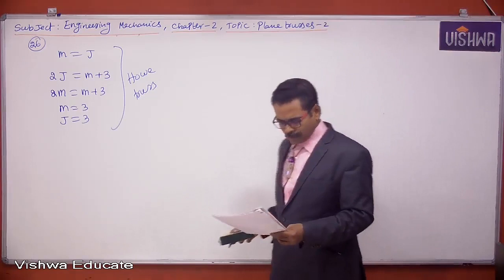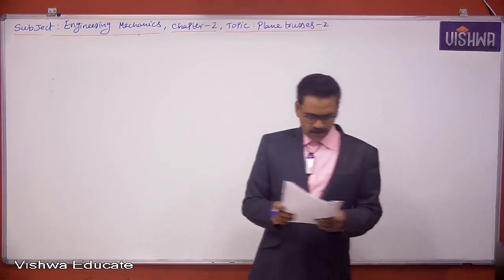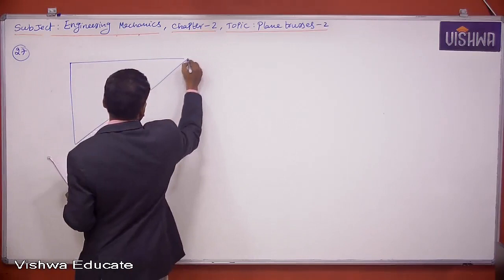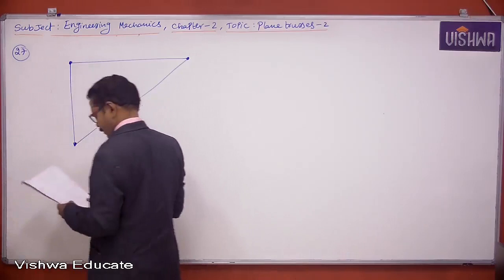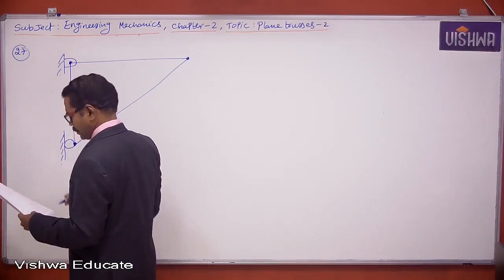This is the 27th numerical from our classroom workbook. So here a truss is given. Every joint is a pin joint. Here a hinged support is given, and here a roller support is provided. So this is A and this is B.